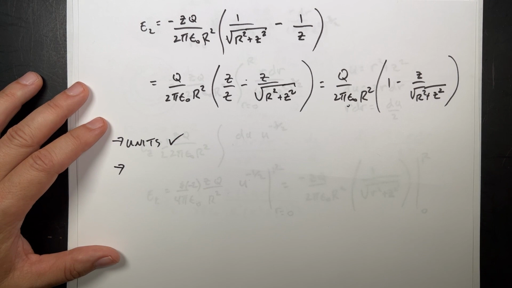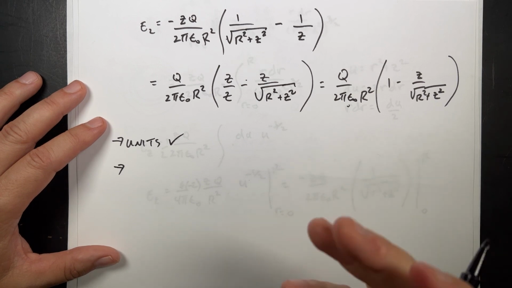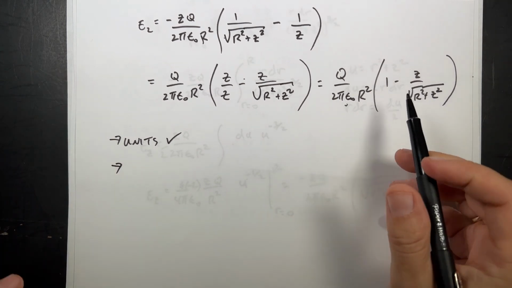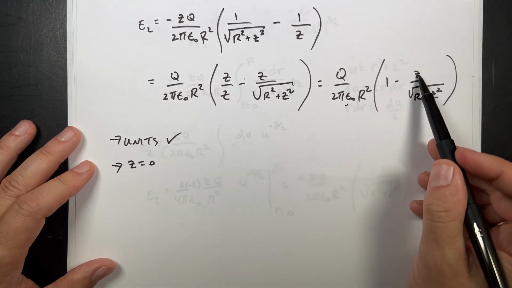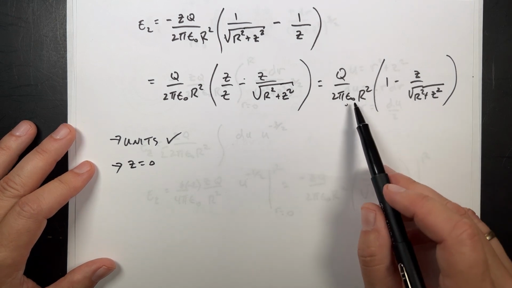Now let's check if z equals 0. It seems like it could blow up, but as long as there's no ring right there in the middle, it should go to 0. So z equals 0. If I put in 0 and then this is r, that does give me 1. Oh, it's not 0.